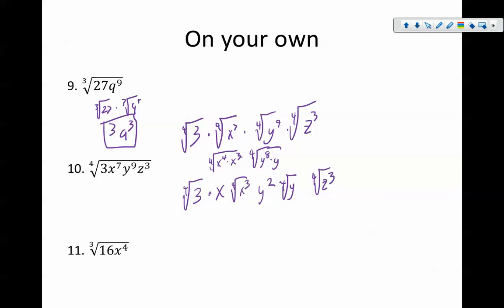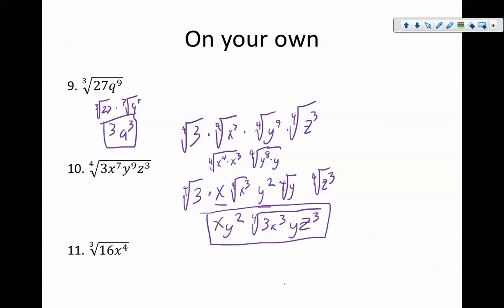Now, everything that's outside the root, x, y squared, we put together. This is x y squared. And then everything that's inside the root, we put together. 3x cubed, y, z cubed. And that is my final answer right there.